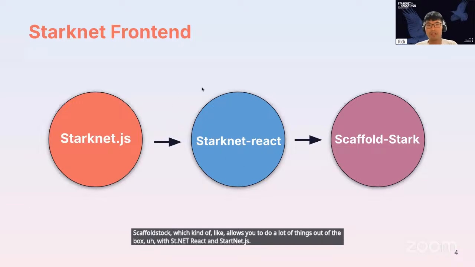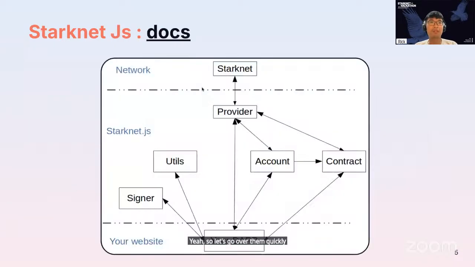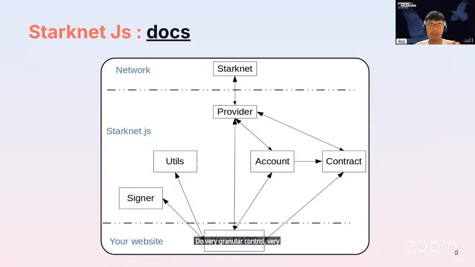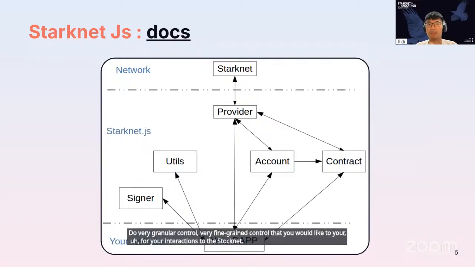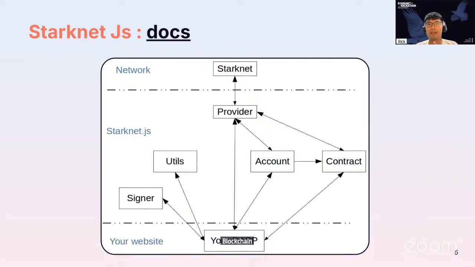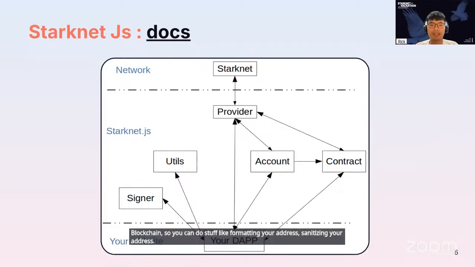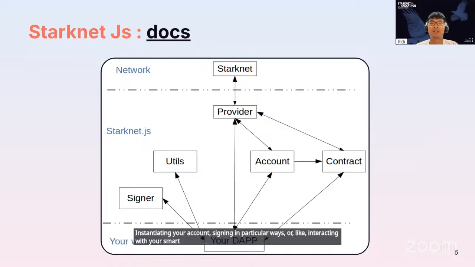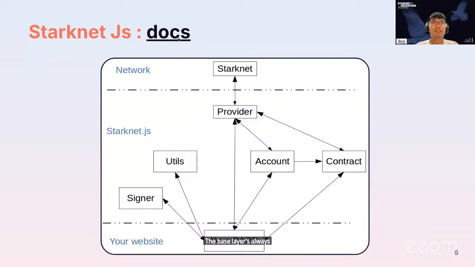Yeah, so let's go over them quickly one by one. As I mentioned before, Starknet.js is a lower level library that allows you very granular, very fine-grained control over your interactions with the Starknet blockchain. So you can do stuff like formatting your address, sanitizing your address, instantiating your account, signing in particular ways, or interacting with your smart contracts in a particular way. The base layer is always Starknet.js.